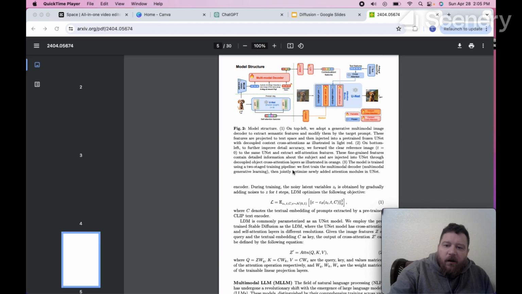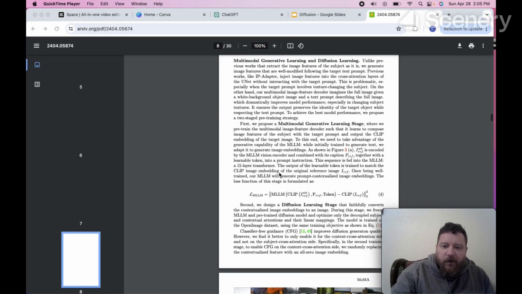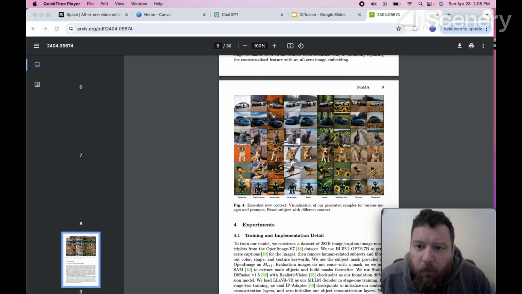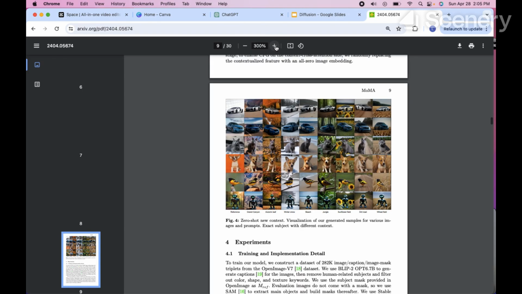And so with their particular method, let me show you the images they have here, because that's the best way. Cool. So what you can see here, and I know that these images are kind of hard to see, so let me blow this up.